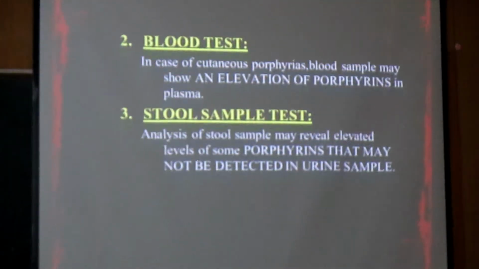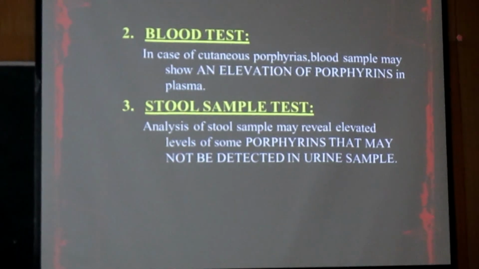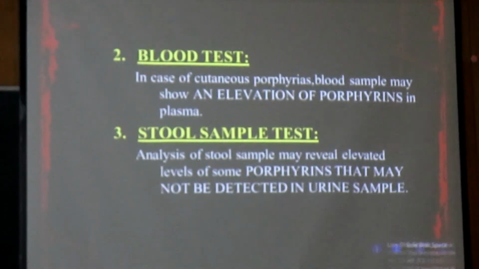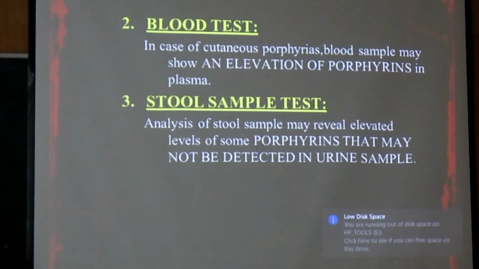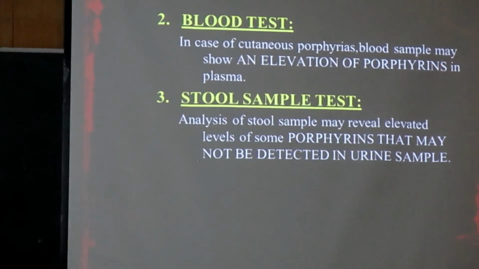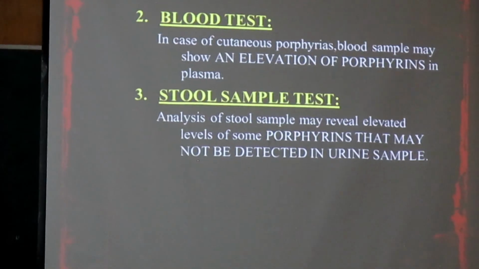A blood test is done to see elevated levels of porphyrins in plasma, and a stool sample test is done for substances which cannot be detected in the urine test, like protoporphyrin.